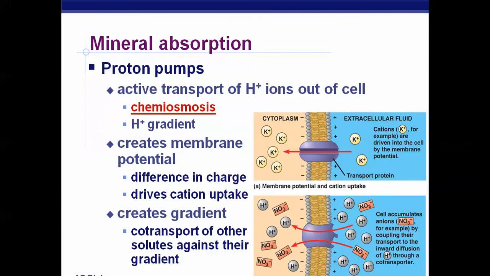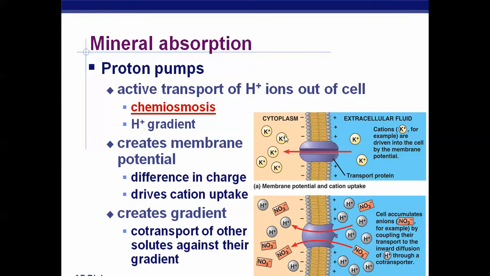So mineral absorption is done through proton pumps. The active transport of hydrogen ions out of the cell creates a positive side outside and a negative side on the inside of the cell. This creates a membrane potential, a difference in charge. As a result, all the cations outside the cell, which are positive ions, in this case potassium, are attracted to the inside of the cell and enter through a protein without needing energy because they are already attracted to this side.